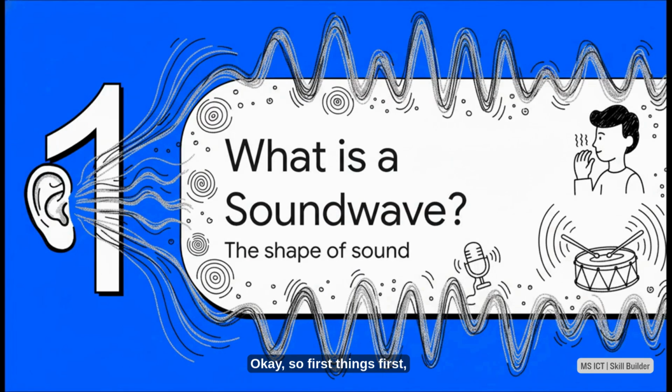Okay, so first things first, we have to understand what sound really is. Every single sound you hear, from a pin drop to a thunderclap, is just vibrations traveling through the air. These vibrations create waves, kind of like ripples in a pond, that move through space. This is sound in its purest, rawest form.